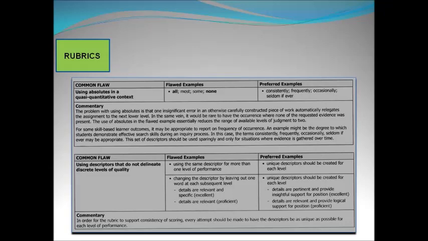And then there are some examples here of using absolutes. Avoid absolutes like "all" or "none." They say use "consistently," "frequently," "occasionally," something like that. Avoid descriptors that do not delineate discrete levels of quality. Just keep these things in mind when you are developing your own rubrics for your own students.